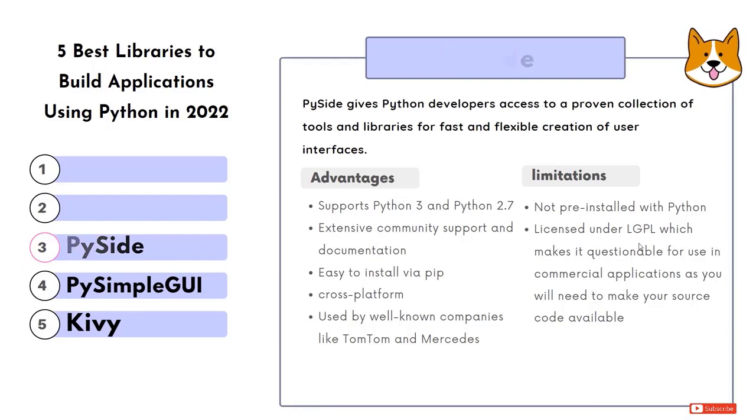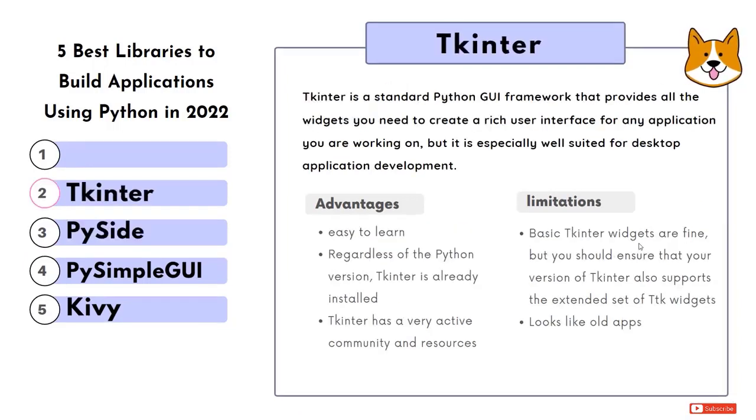So here we have my favorite GUI framework, which is Tkinter. I personally loved it a lot because after learning it, I understood how easy it is to manage Tkinter. Tkinter is a Python GUI framework that provides all the widgets you need to create a rich user interface for any application you're working on. But it is especially well suited for desktop applications. You can just build desktop applications using Tkinter.